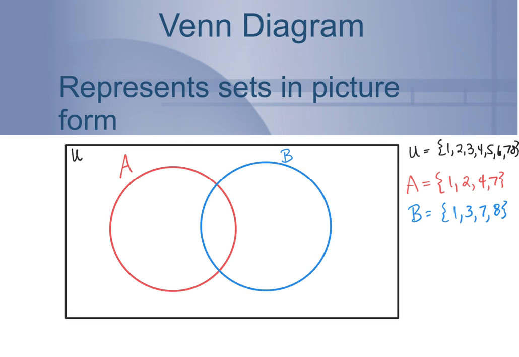So I'm going to say, well, 1 is here. We have 2 and 4, and we have 7. That's my A set, right? Because those are all the numbers in my red circle, my A circle, all right?